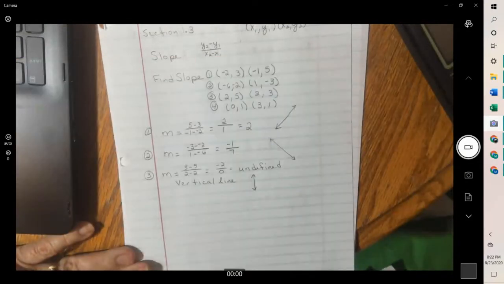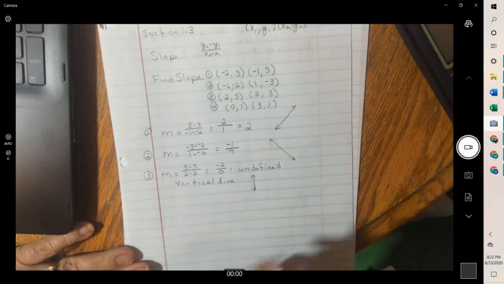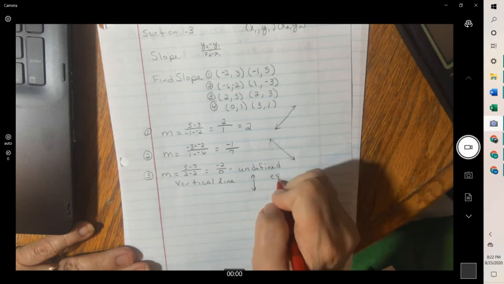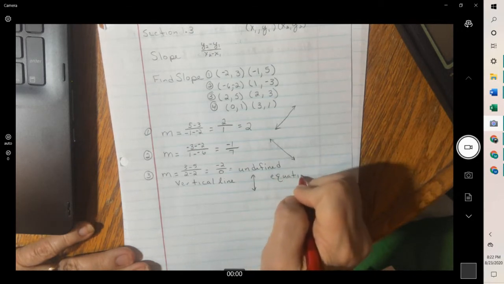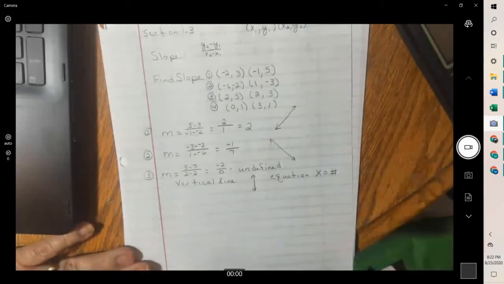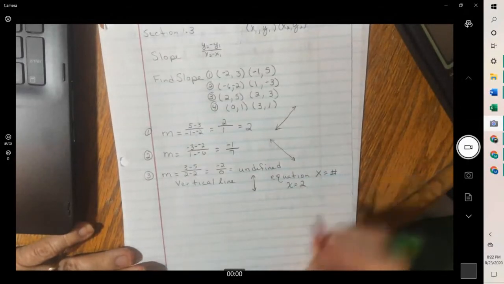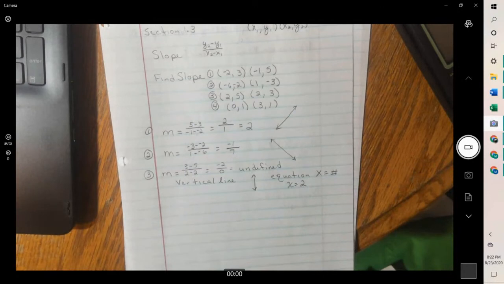And notice it's not a function. But it does go up and down, and the equation does not have a y in it. It's only x. In this case, because the 2 is repeating, it would be x equals 2. So x is always 2, and the y value can be any number.